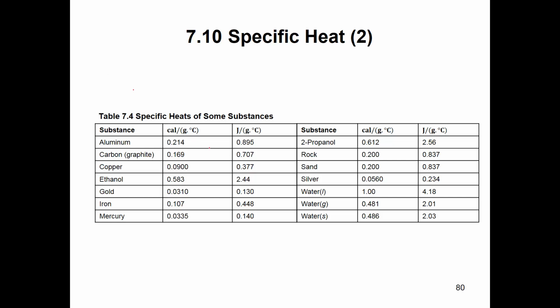So aluminum, and we'll just look at joules. Remember, it's heat divided by grams times temperature. So joules divided by grams times degrees C. That's why it has those units. All right. So aluminum has a 0.895, carbon 0.707, ethanol really high, 2.44, and that's one of the reasons is because it has hydrogen bonding. 2-propanol also has hydrogen bonding because alcohols have an OH group attached to them.